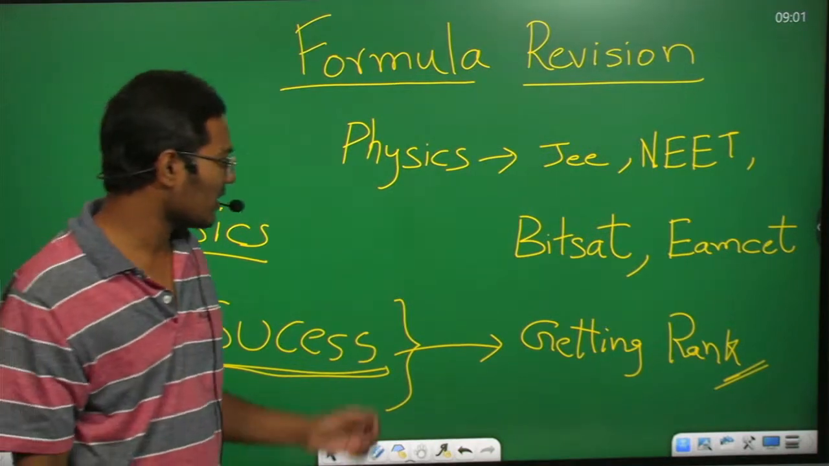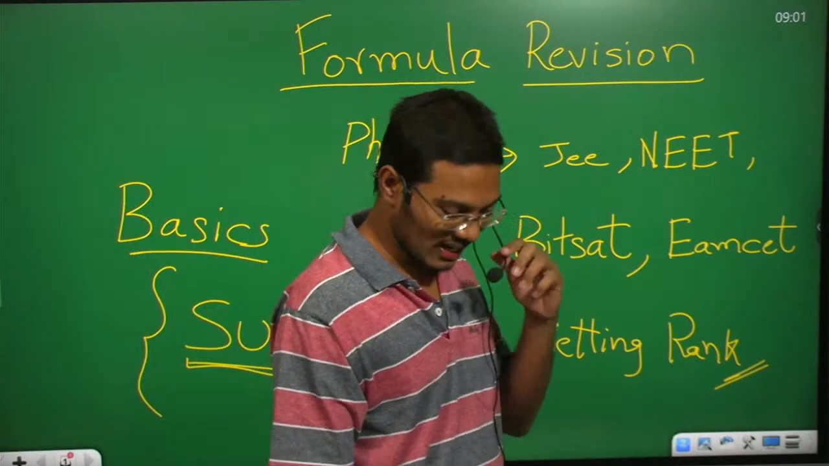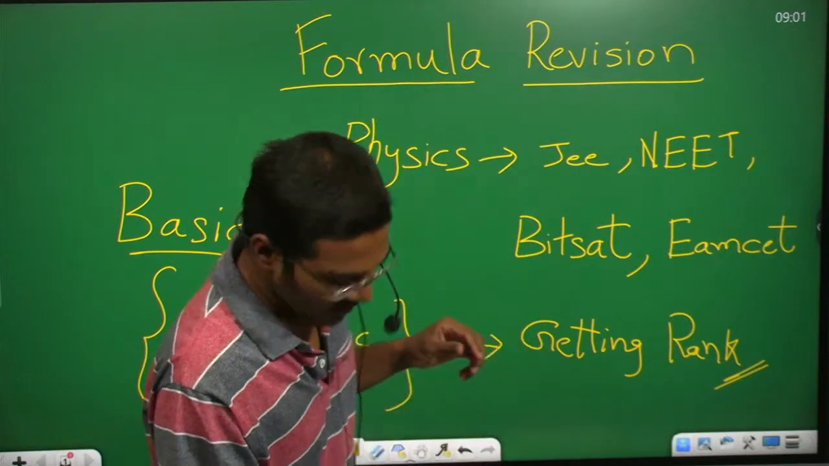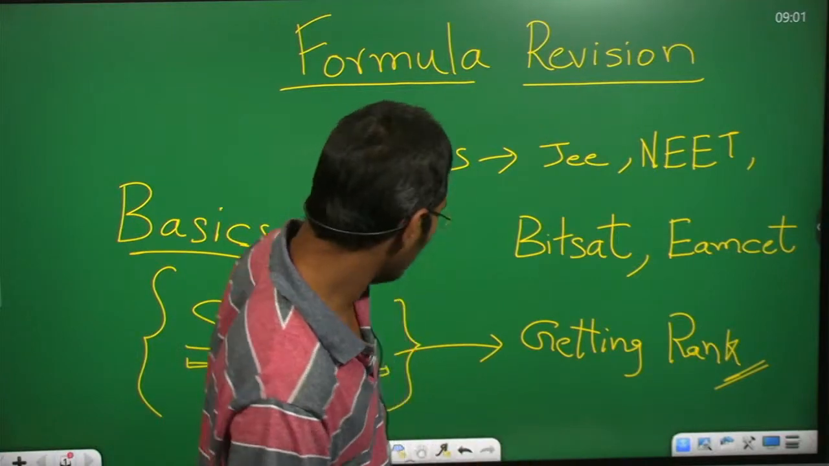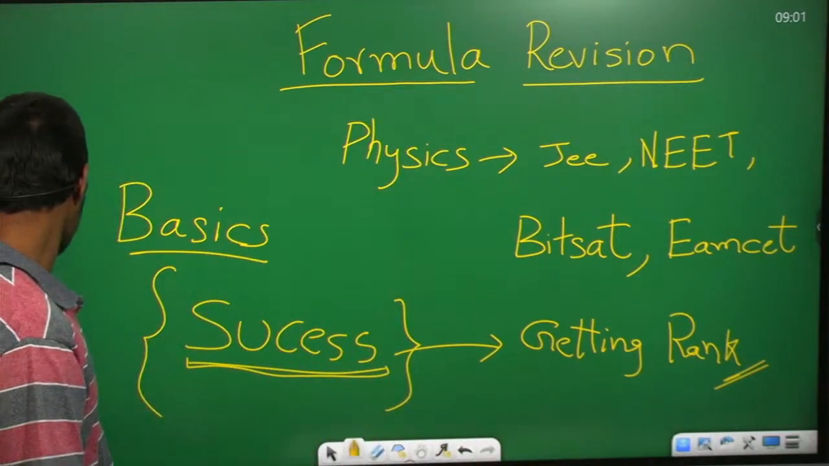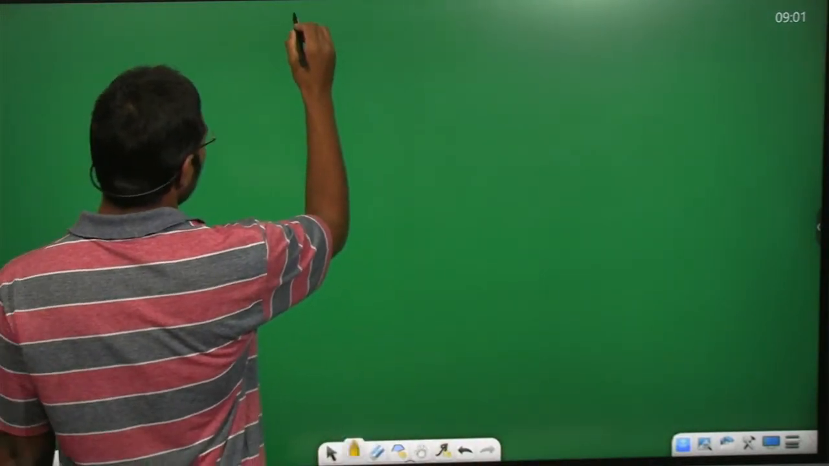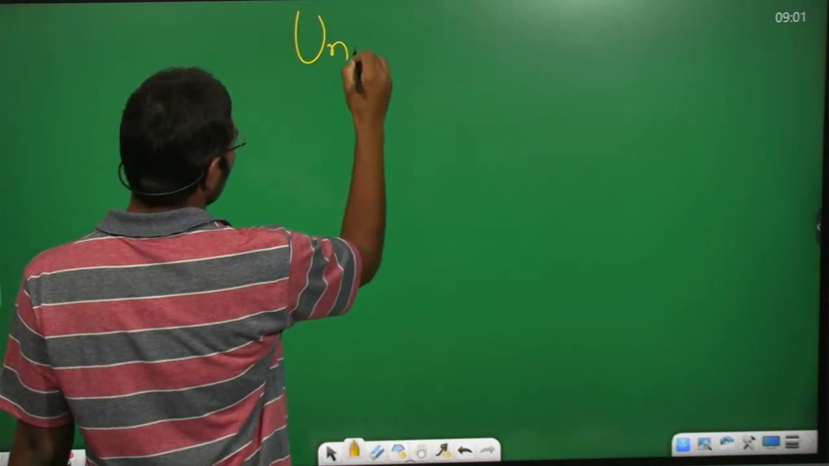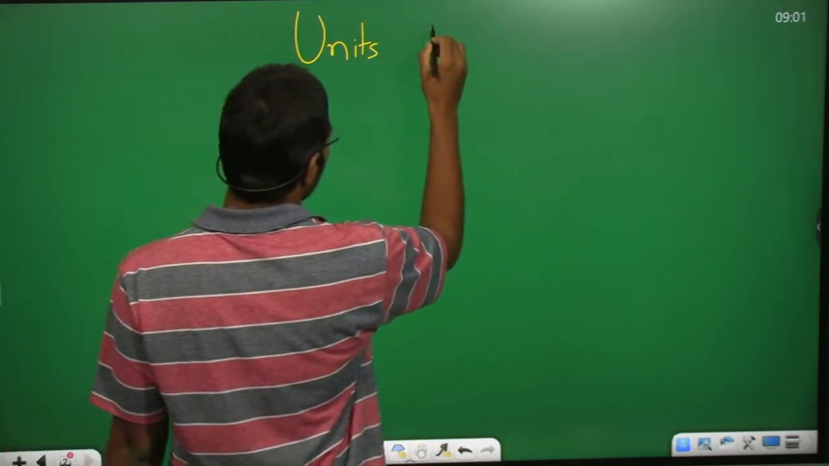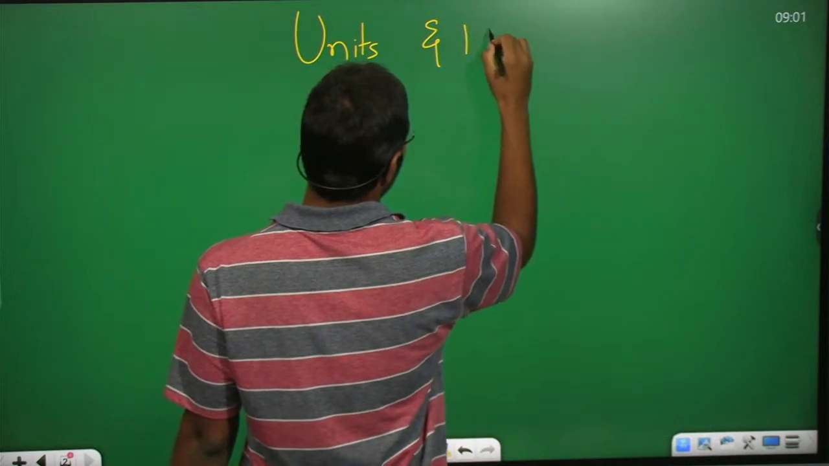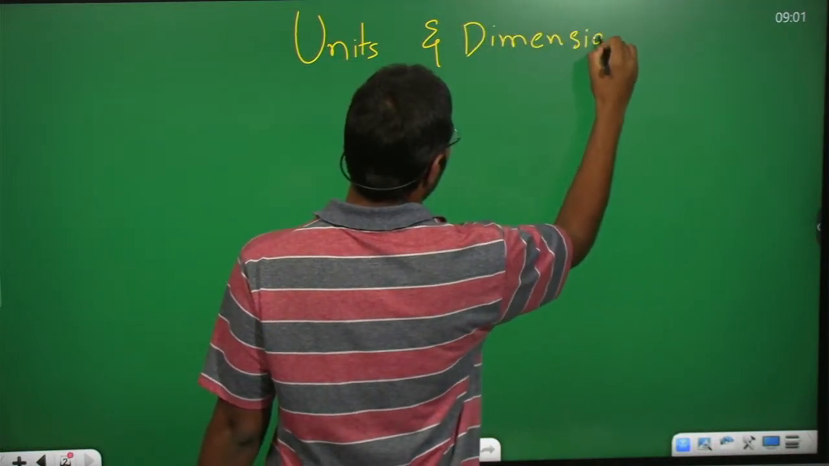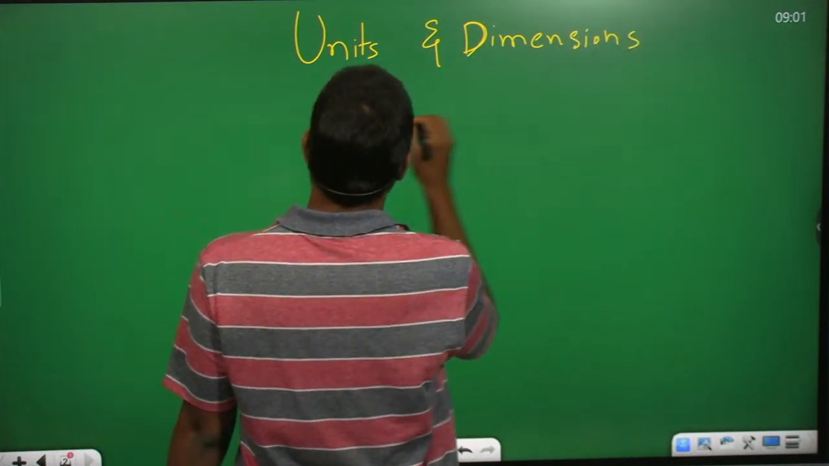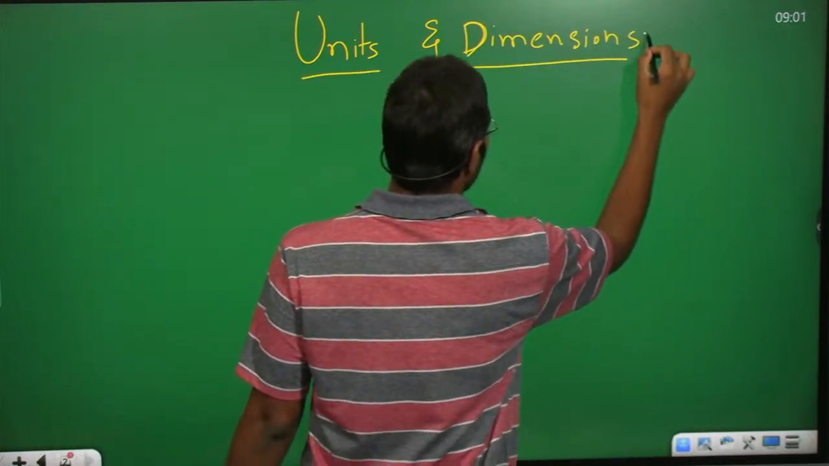So I guess everything is fine now, and let's start with the subject, okay? So first let us try to get into chapter 1. Let's first get into unit 1, that is units and dimensions. We don't have many formulas here to revise.